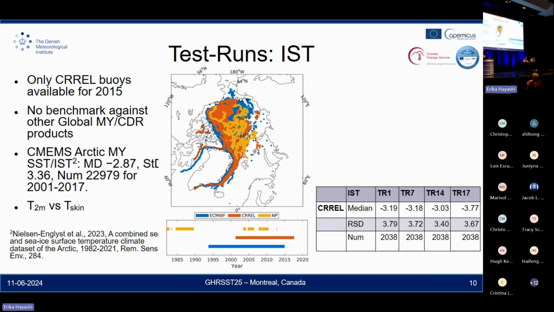But essentially, what you see in this table is the score between the buoys and our test runs. And we get quite large differences that we know of and have been reported in the past, but that is because of the difference between skin and 2-meter air temperature. The important thing is that we don't get very large differences among the test runs. Maybe test run 17 scores a bit worse compared to the others. As I mentioned, our benchmark is the multi-year product, and the metrics are here for that. It's a minus 2.87 for the mean difference and 3.36 for the standard deviation. But these metrics are for the period 2001-2017, while here we are only looking at 2015.